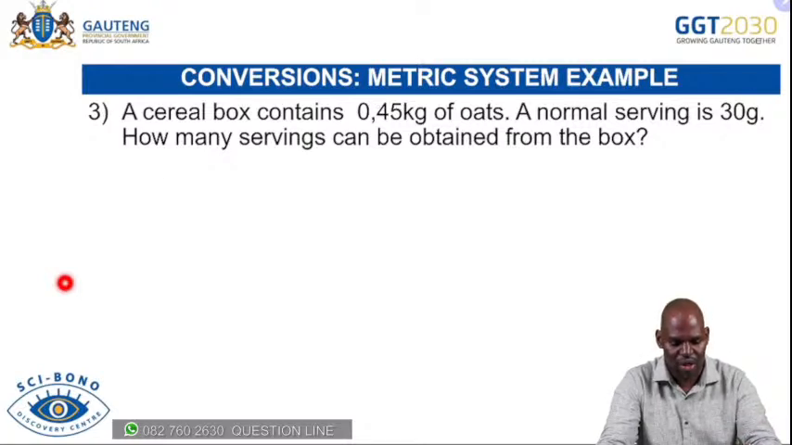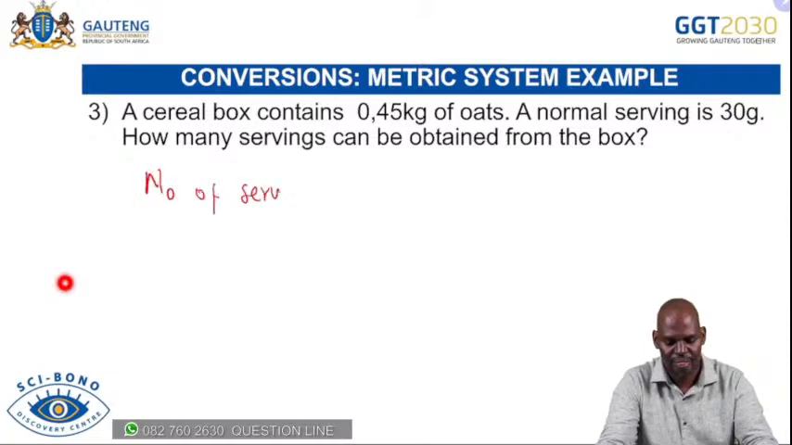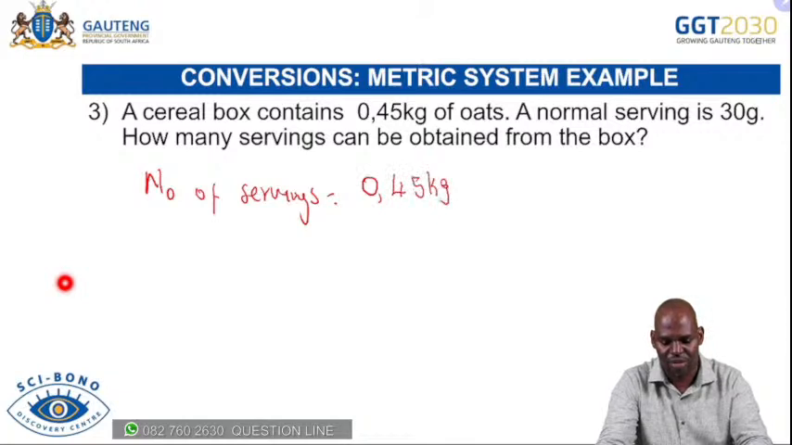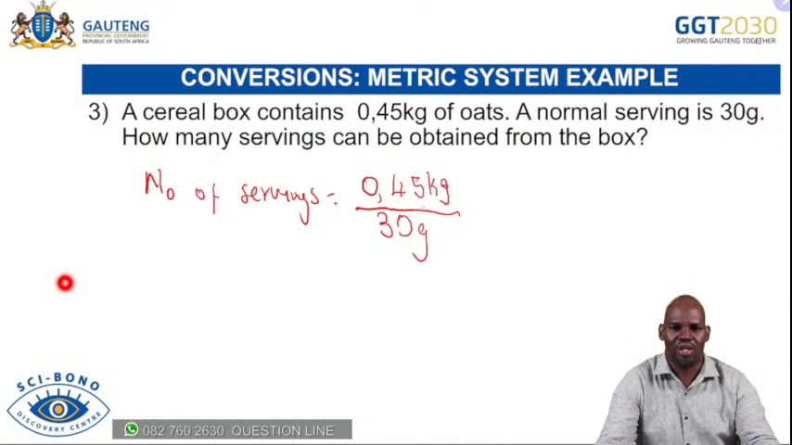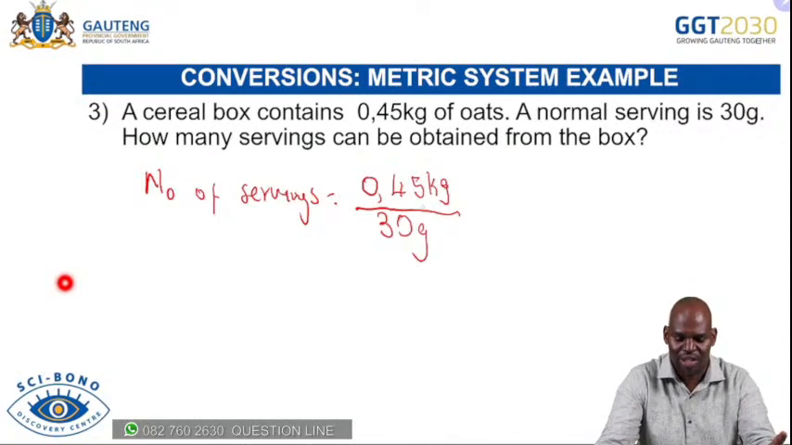So for this, we say the number of servings is 0.45 kilograms, then we divide it by 30 grams. There's the method. But again, we need to be careful here because we've got kilograms and we've got grams, so we need to convert one of the two. In most cases, we convert the one that is easier to convert. But it doesn't matter which one you convert.